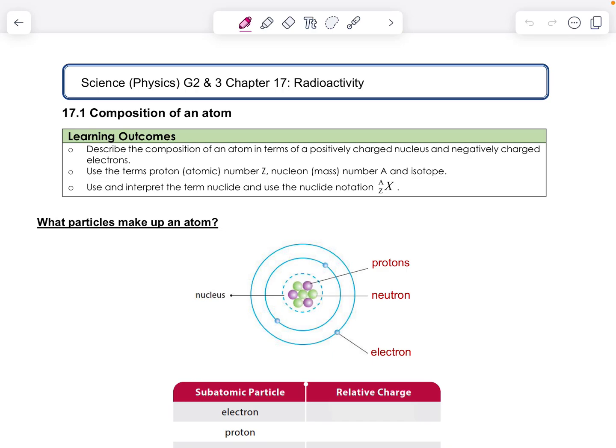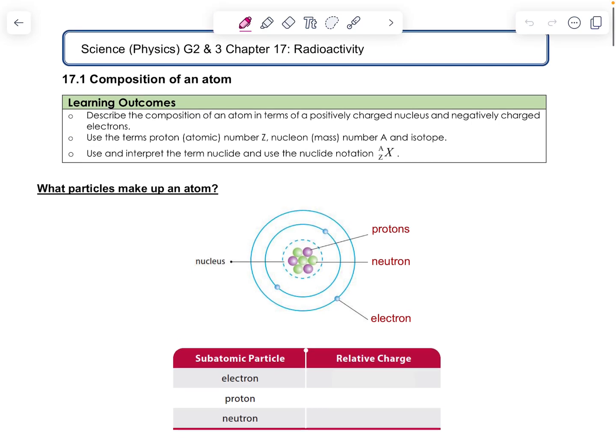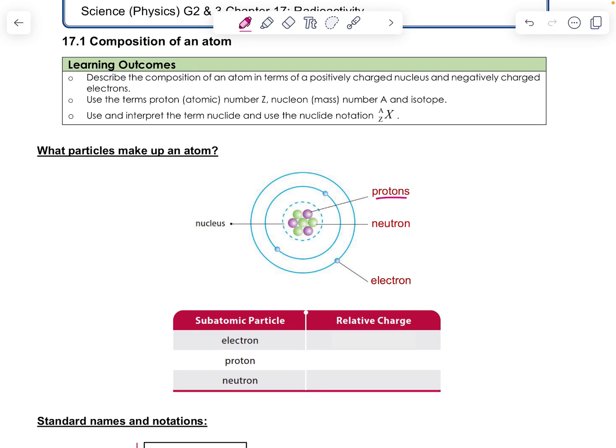Chapter 17, Radioactivity. First, let's look at the composition of an atom. It's made up of protons and neutrons in the nucleus, and the electrons orbit around the nucleus. The electron has a -1 charge, the proton +1, and the neutron is neutral, 0.